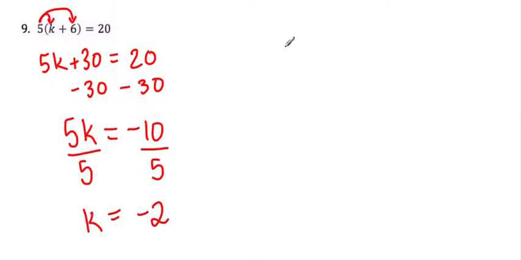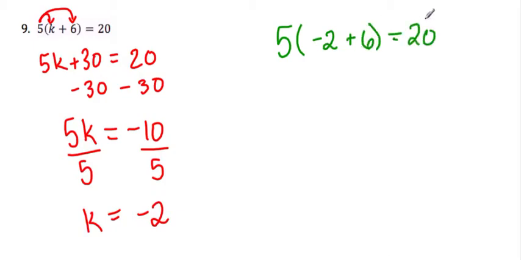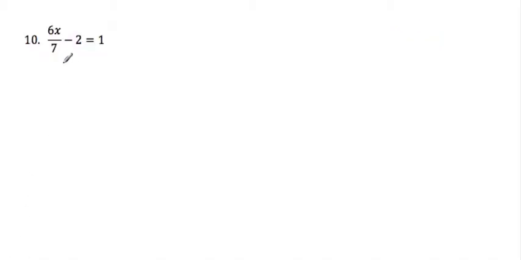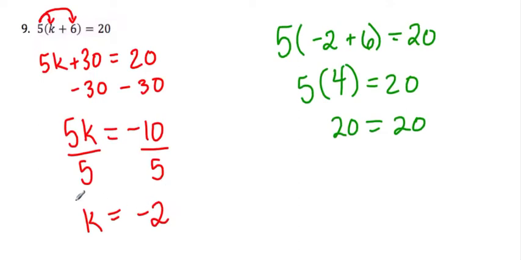Now to check that, we put 5 times (-2 plus 6) equals 20. Order of operations tells me to do parentheses first, and since these can go together, I can go ahead and put 4 there. And 5 times 4 is 20. That's a true statement. Therefore, k equals -2 is the answer.